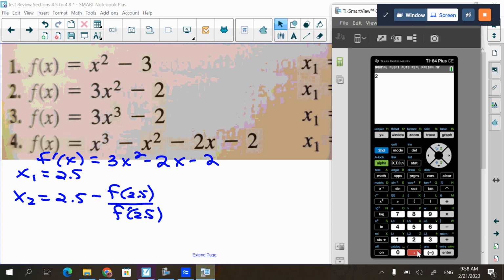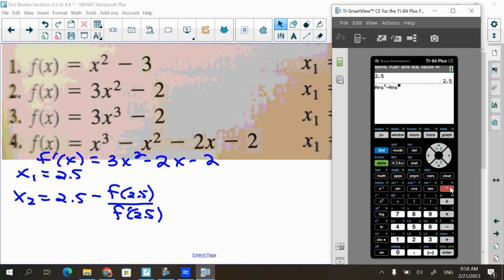All right, I'm going to put the 2.5 in my brain here. There it is. And now I'm going to say second answer to the third. I'm doing f of x, and then I'll do f prime of x. Get out of the exponent, minus second answer squared. And then minus 2 times second answer, and then minus 2.